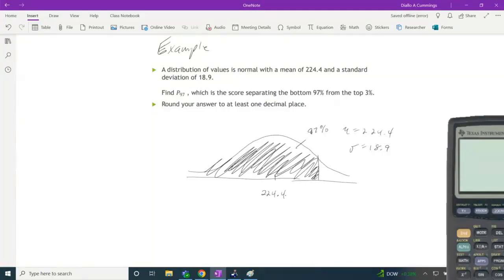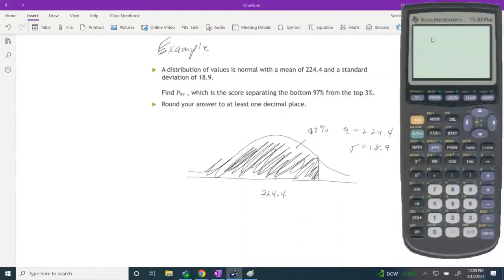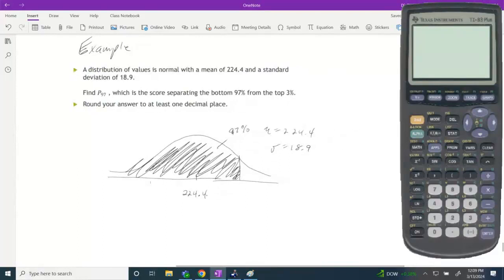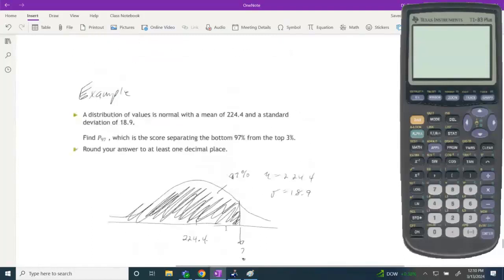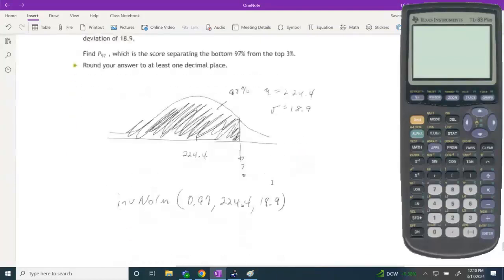Notice that when you're given a percentile, that's automatically the area below. Since my calculator only calculates below, and we're already given the area to the left, which is 97%, we're going to use the inverse normal function. We put in the area to the left, 0.97, the mean, 224.4, and the standard deviation, 18.9. What this gives us is the value that separates the bottom 97% from the top 3%.